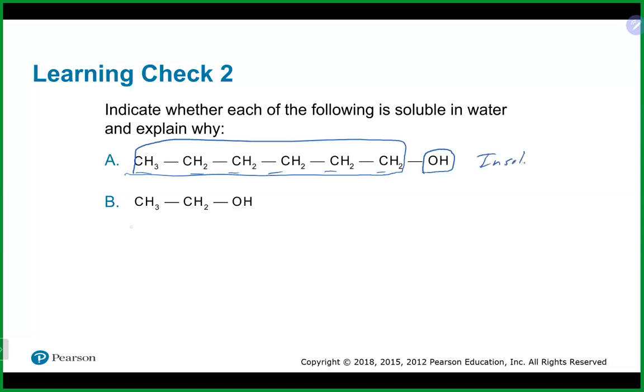Here's ethanol, and that should be soluble in water. Again, it has the same OH group and fewer than 3 carbons, and that would make it pretty soluble in water as it's relatively small.